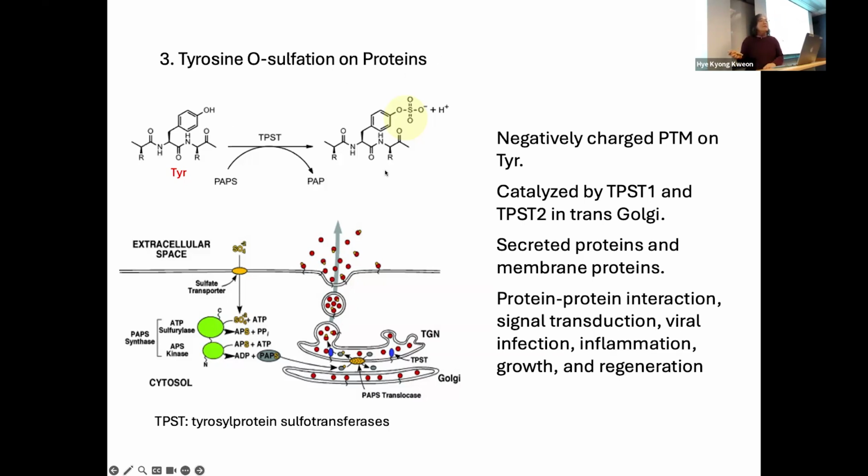There are only two types of TPST enzymes found so far in human cells, TPST1 and TPST2. Their sequences are very similar, but their specificity, the substrates, are different, as has been known by genetic analysis. What's known so far is that the sulfated proteins, because of the sulfation, are secreted outside of the cell, or they are located at the plasma membrane.